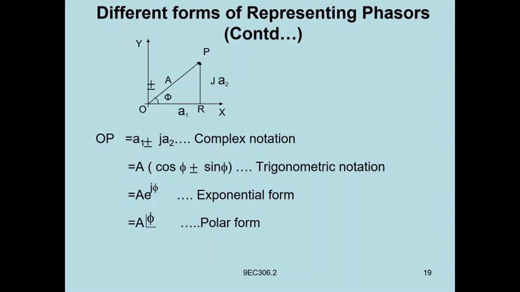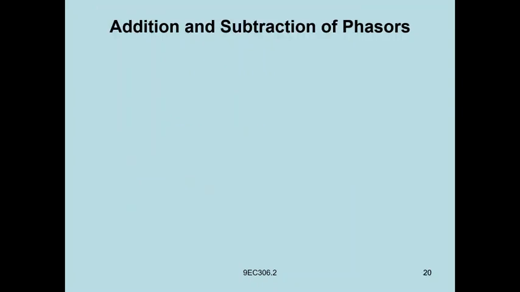So, generally for doing the problems, we have to use this rectangular form, and polar form we regularly have to use to solve the problems. So, addition and subtraction of phasors.